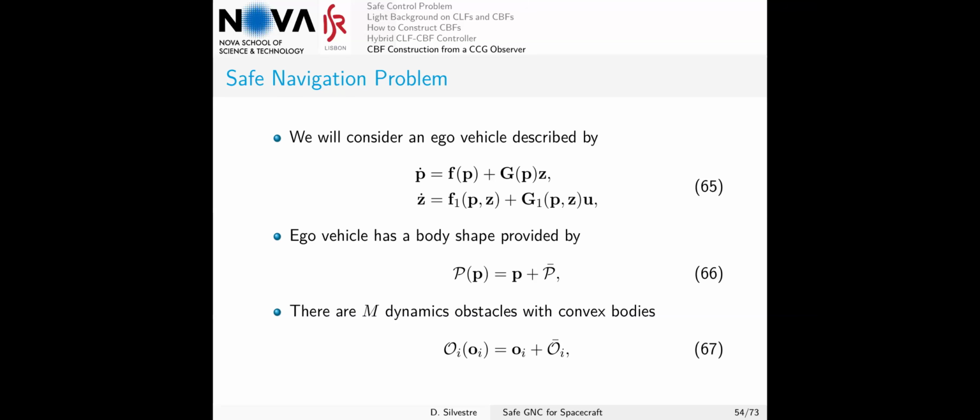So now if we go back to the safe navigation problem, we will have some nonlinear dynamics, and now I want to explicitly take into account the fact that the vehicles have bodies. And so I'm saying that the ego vehicle is some center of mass plus some convex shape that I call here B bar. And the same happens for the obstacles. So the obstacles will have a center of mass and some convex shape that represents its body.